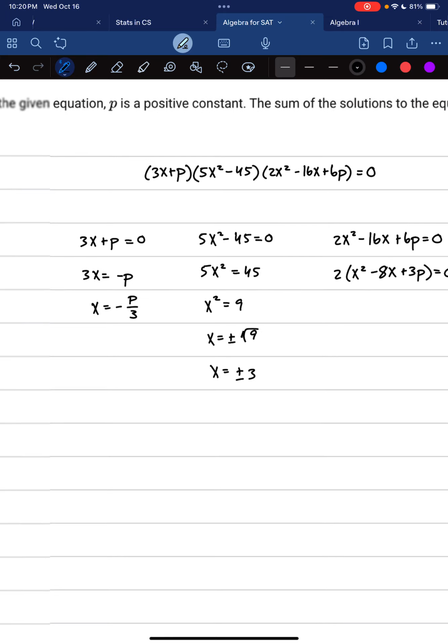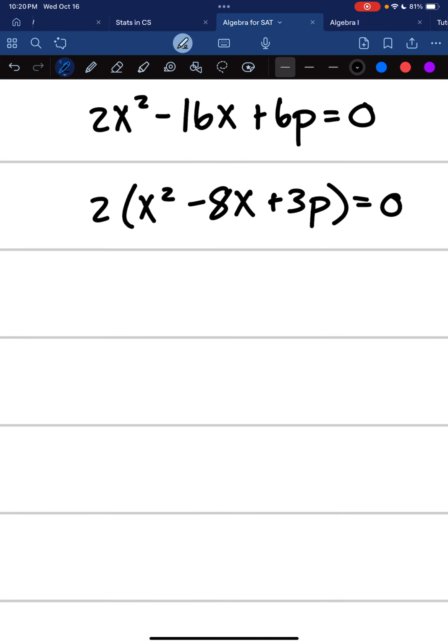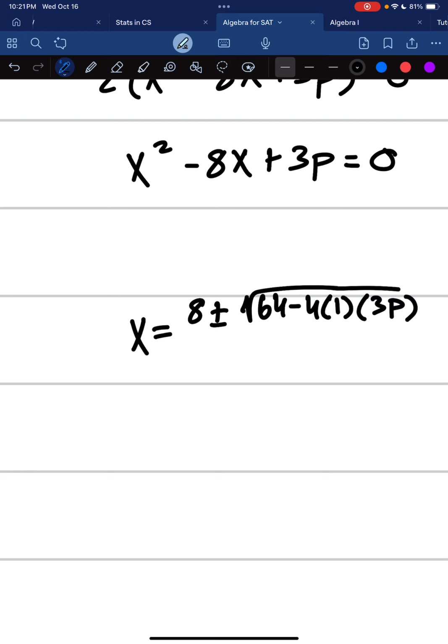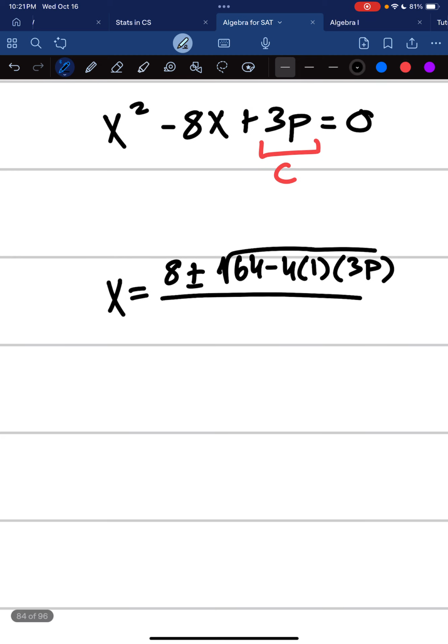So let's see here. I don't really want to solve this using factoring. I don't know if that's possible. We're going to go ahead and solve this using the quadratic formula. First, I'm going to get rid of this 2 by dividing both sides by 2, and I get x squared minus 8x plus 3p equals 0. So now I'm going to plug this into the quadratic formula, and we get x is equal to 8 plus or minus the square root of 64 minus 4 times 1 times 3p. Remember that our c value here is just going to be 3p. And then this is all divided by 2 times 1, or 2.